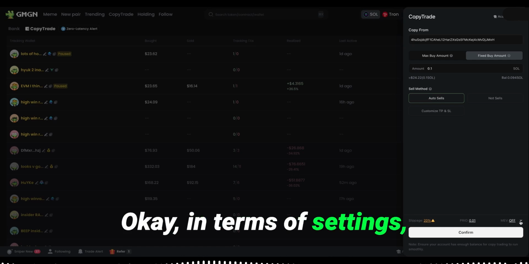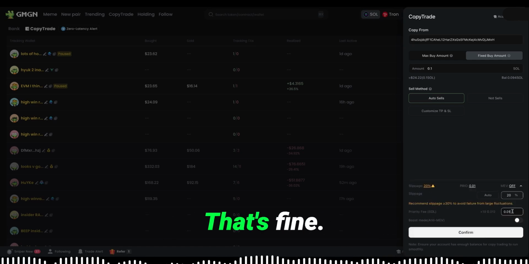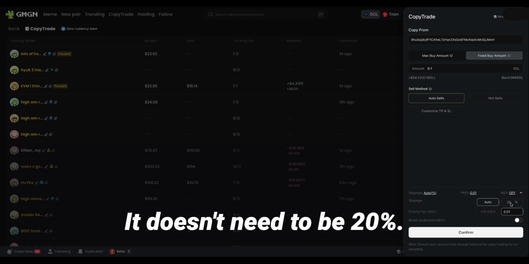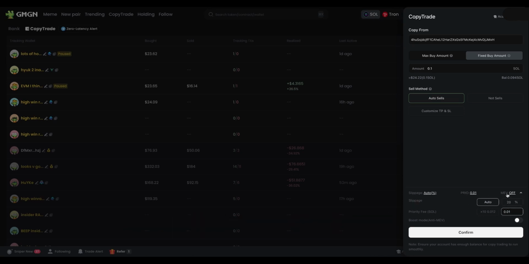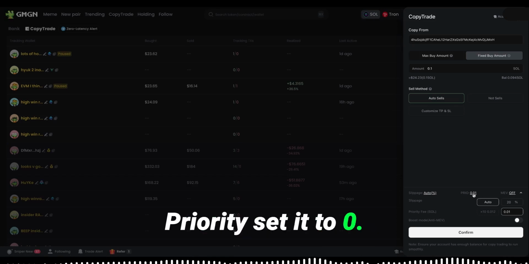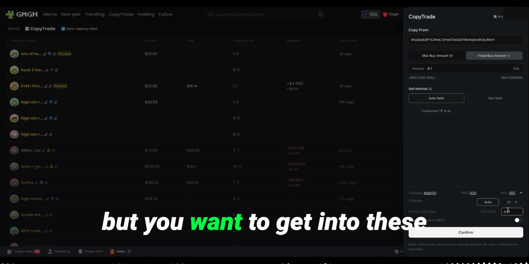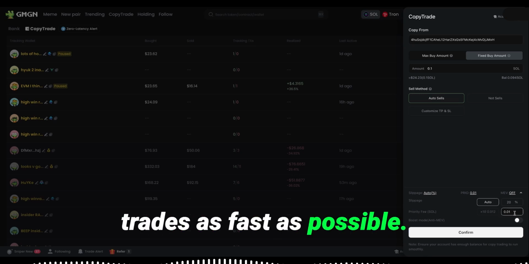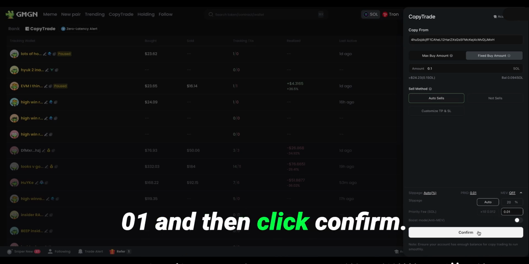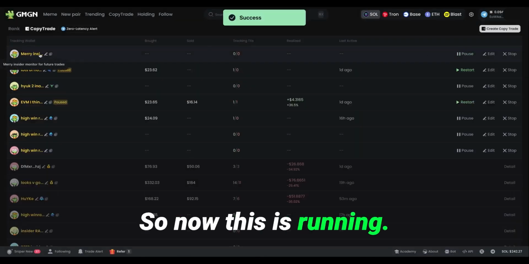Okay, in terms of settings, slippage set to 20%. That's fine. You can even set it to auto. It doesn't need to be 20%. MEVs, keep it off. Doesn't matter. Priority, set it to 0.01. It's higher than it usually is, but you want to get into these trades as fast as possible. So 0.01 and then click confirm. So if you do that, that's it. And now it started. So now this is running.